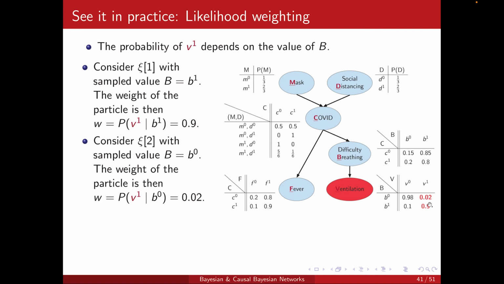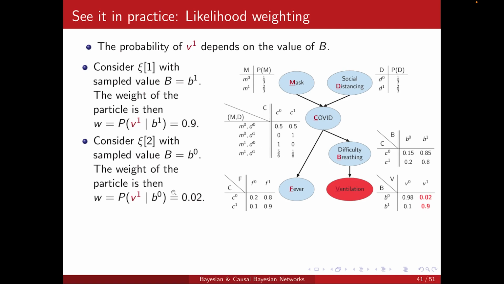The idea behind this weighting is that if I was doing forward sampling, how would I sample ventilation? I would first sample B, and based on the value, say for example it's B0, based on the value I get, then I would sample V1. If I had B0 here, the probability that I would end up with V1 is really low, whereas if I had ended up with B1, it would be quite high. And these weights are to resemble this.